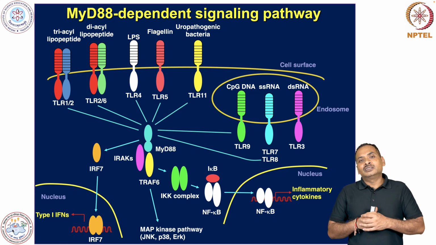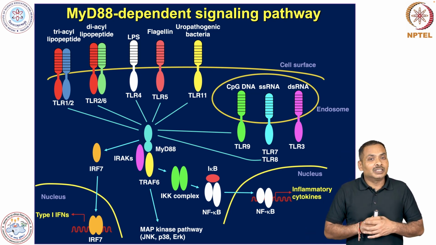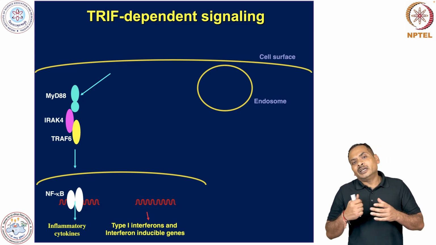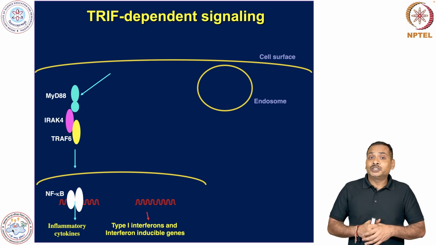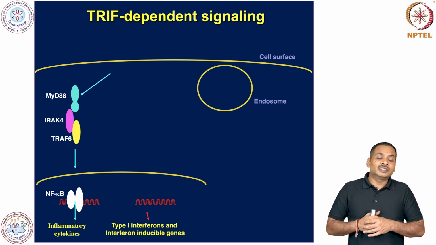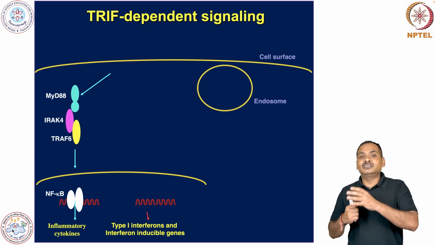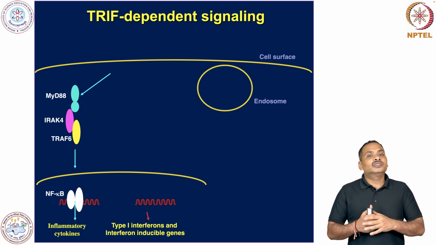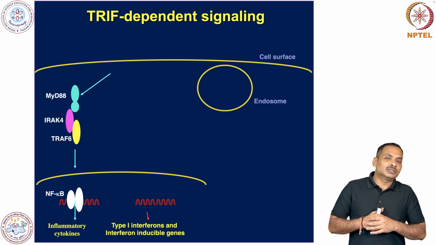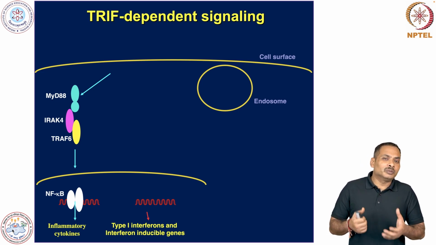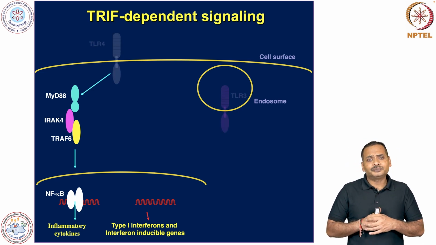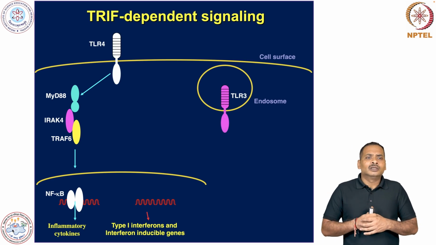Now, let us look at another very important component of the pathways, that is the TRIF dependent pathway. TRIF is an adapter molecule which is used by two major TLRs. One is TLR4 and another is TLR3. TLR3 exclusively uses TRIF in order to induce the pro-inflammatory cytokine as well as the type 1 interferon synthesis. Here you can see.